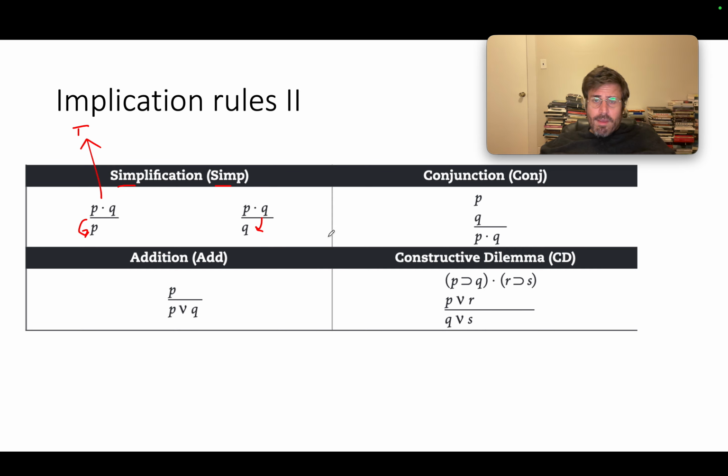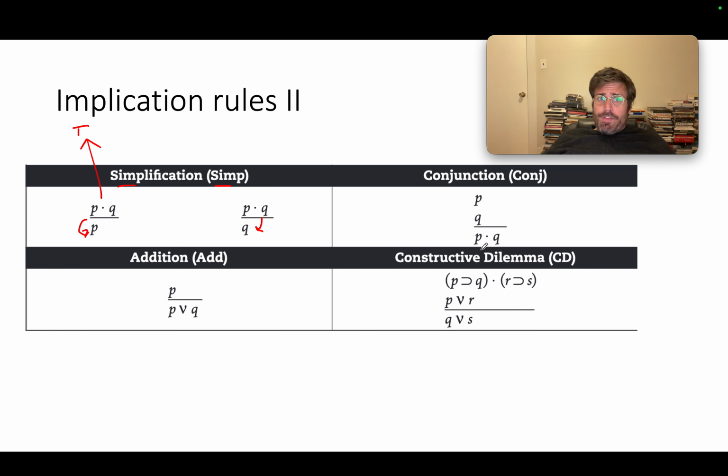So simplification is a very nice way of disassembling a conjunction where perhaps we have a complex statement that is working with a conjunction. Very often we might want to isolate one of those variables, and we can isolate it by applying simp, or simplification, because of the truth functional status of conjunction.